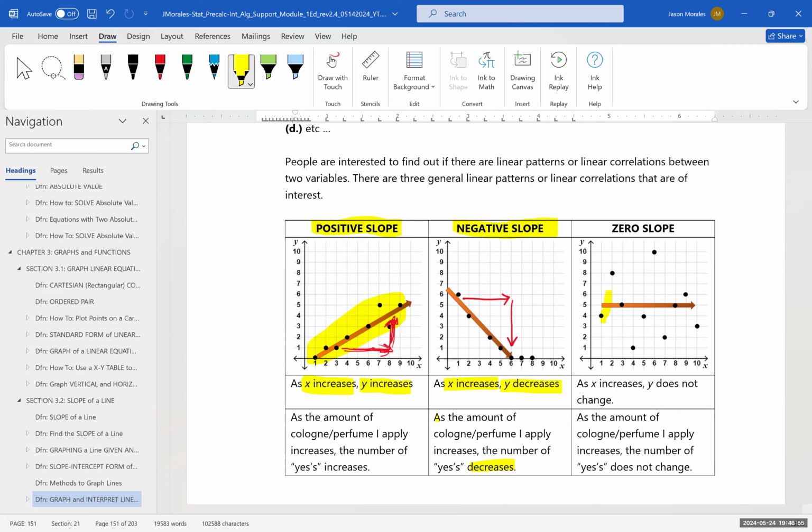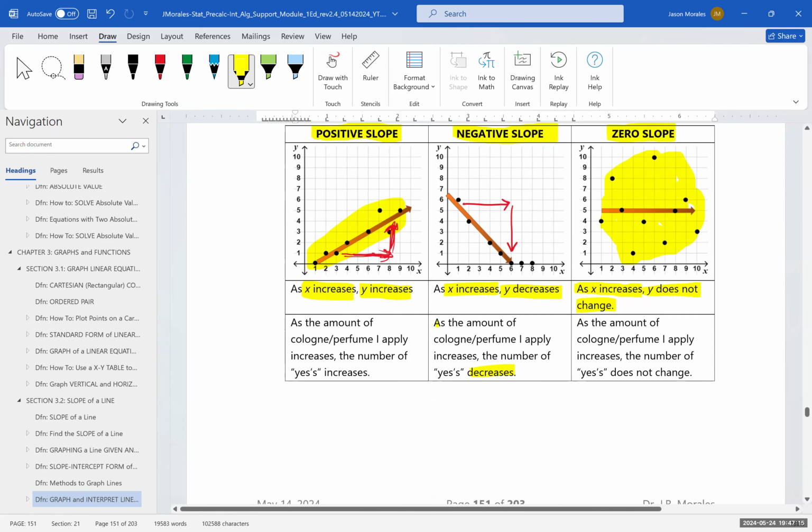If we collect the data and there doesn't appear to be any linear pattern at all, okay, a scatter plot looks like scatter shot. Okay, that's an example of zero slope. And so as x increases, y does not appear to change. So this would be an example of there being no correlation between two variables.